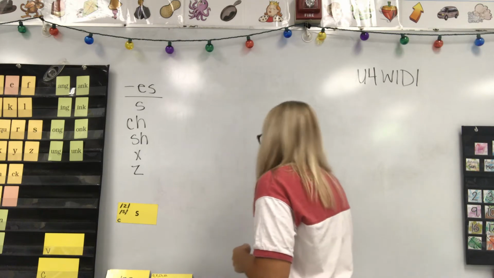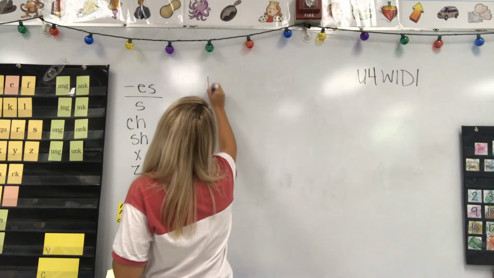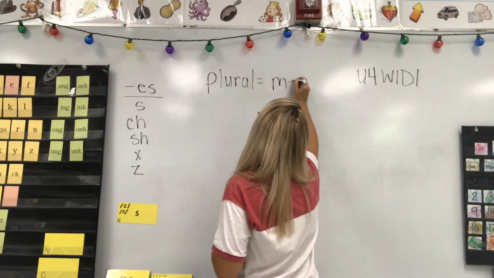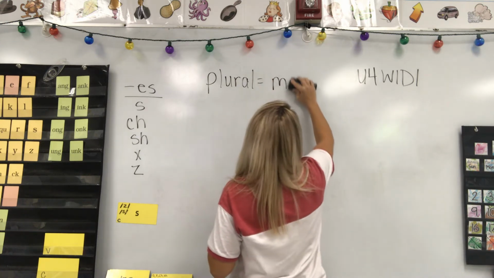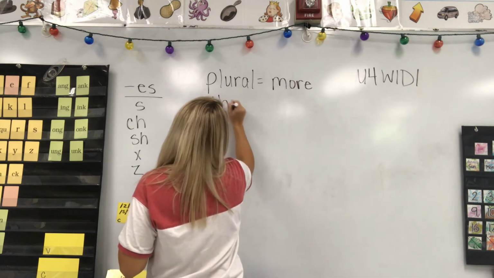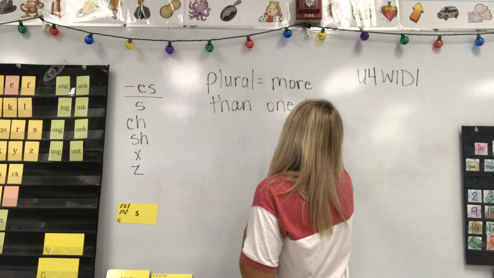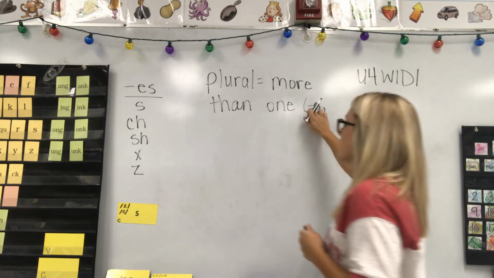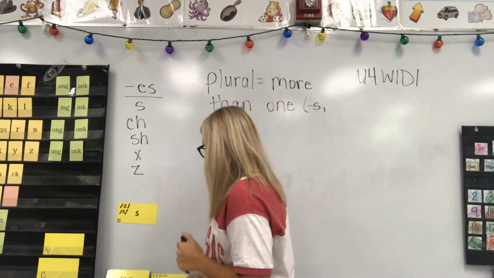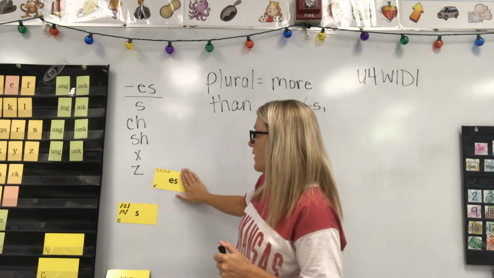Okay, so if we want to make something mean more than one, which is plural, let me write that up here. Plural means more than one. Okay, and so I can use my suffix S. A dash means suffix. I can use my suffix S, or I can use an ES. Okay, so that's where this one comes in.